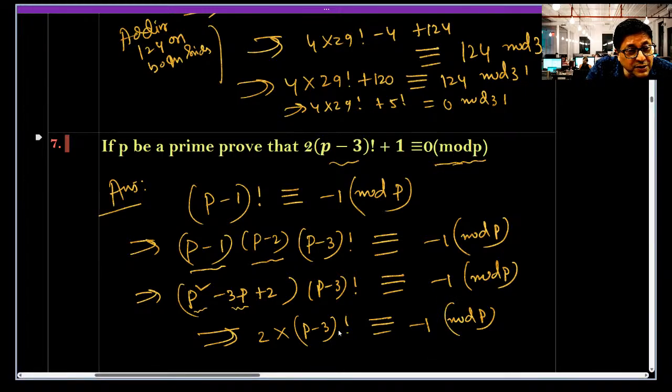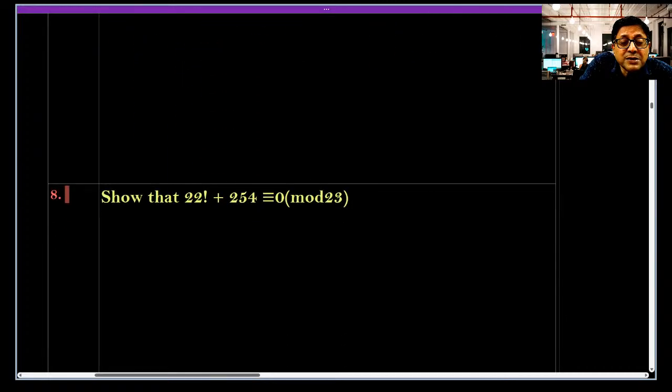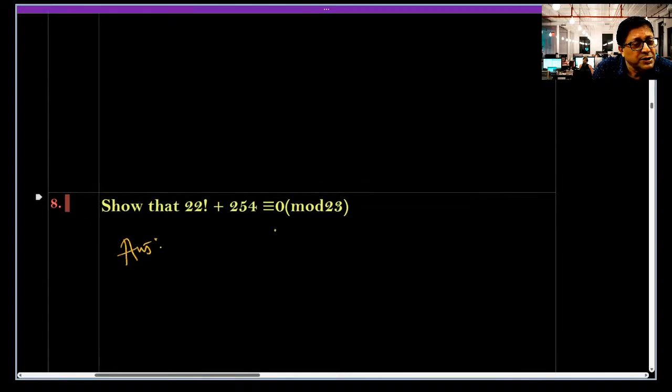Okay, so it is not difficult. Wilson's theorem is not difficult to apply. You can play with factorial by Wilson's theorem. Do this one, let it be the last one in this sequence: 22 factorial plus 254 is congruent with 0 mod 23. How to prove it? This is not a difficult one. Everyone can try before I do it here.